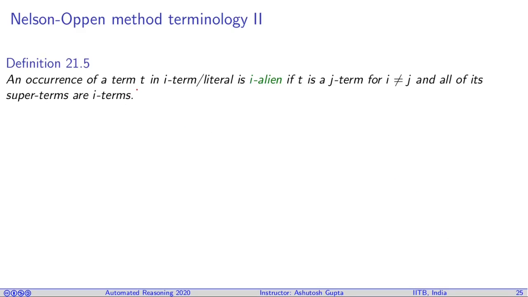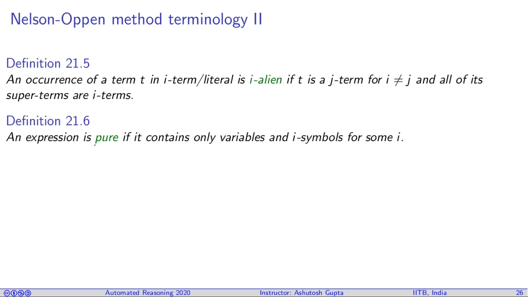An occurrence of a term t in an i term or literal is i-alien if t is a j term, which is not the same as i, and all its super terms are i terms. An expression is pure if it contains only variables and i symbols for some i. There's nothing else happening. Only i symbols are there, and no other j symbols are going around.